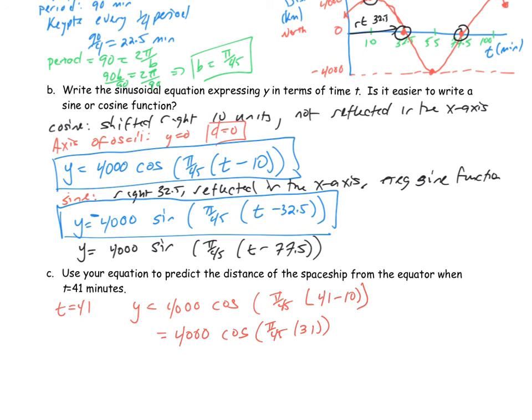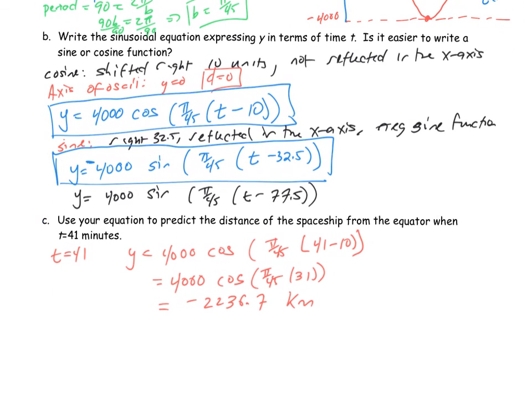And this you'll need to enter into a calculator. And if you do so, you'll get negative 2236.7 kilometers. And we would answer this is really 2236.7 kilometers south of the equator.